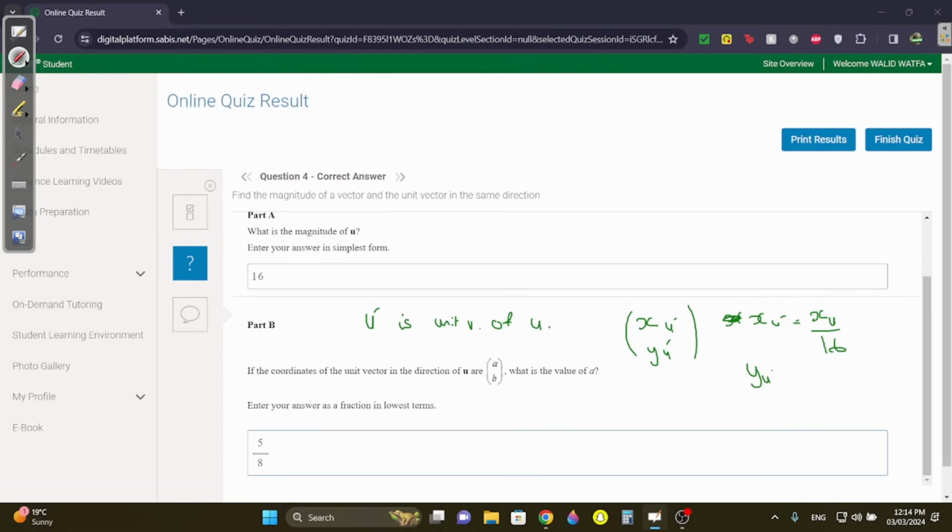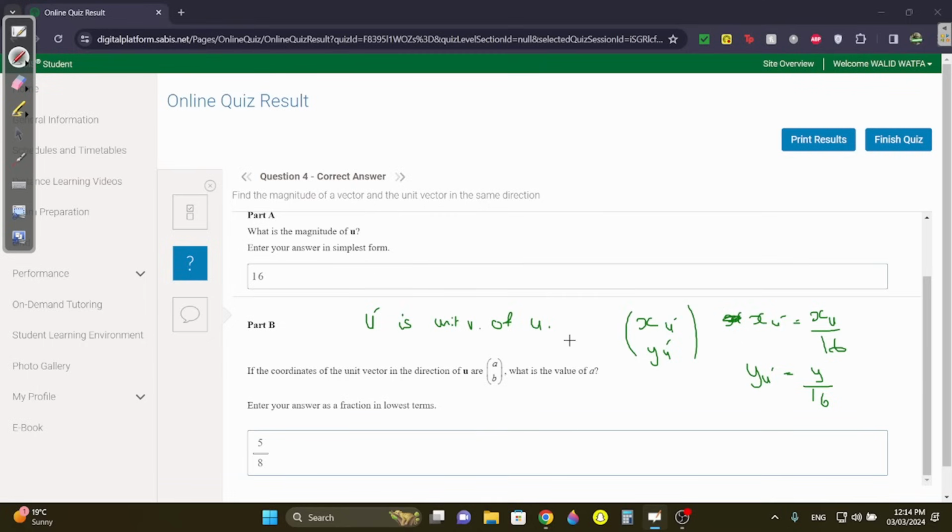And what would the y prime be? It will be the original y over the magnitude, 16. That's it. It's a formula. For x of u prime, it will be the new x will be the old x over the magnitude, and the new y would be the old y over the magnitude.